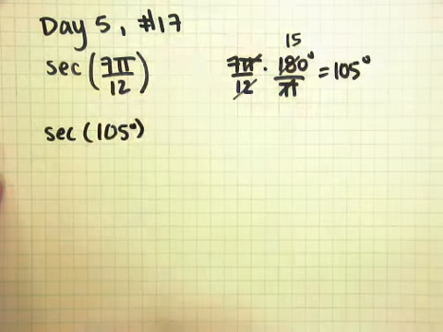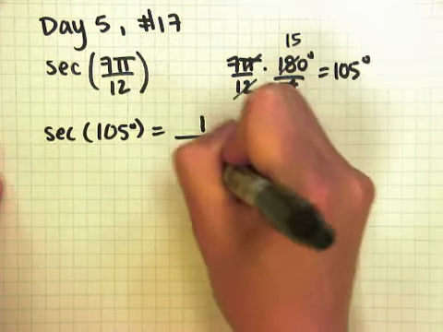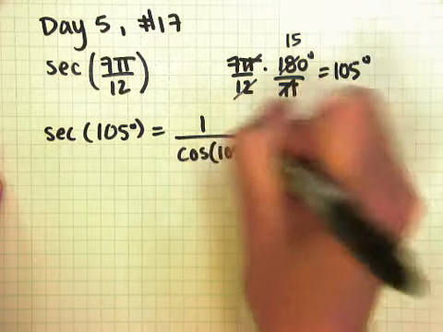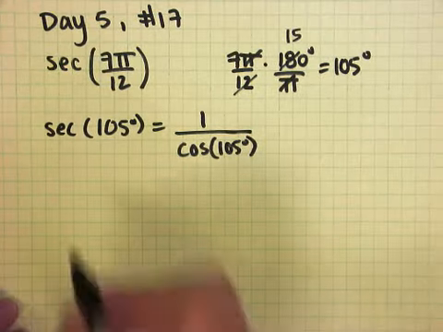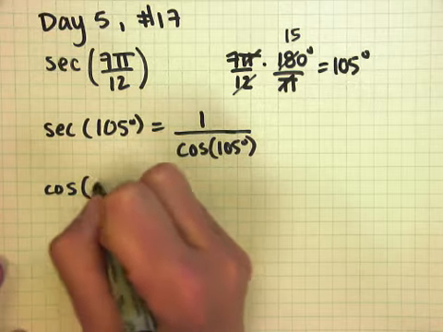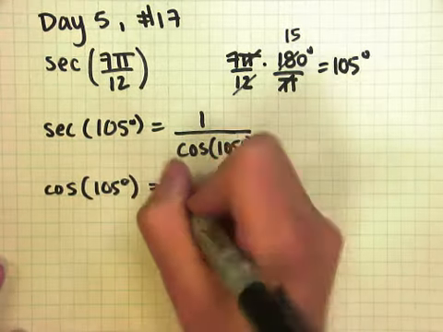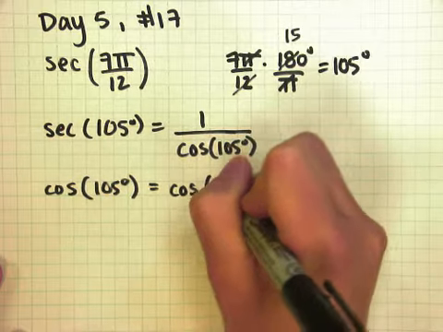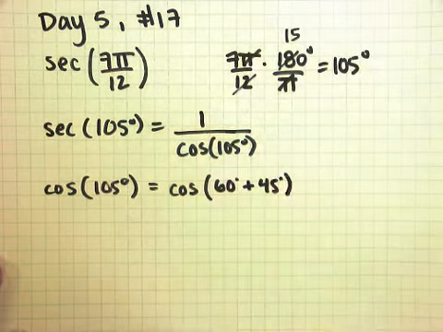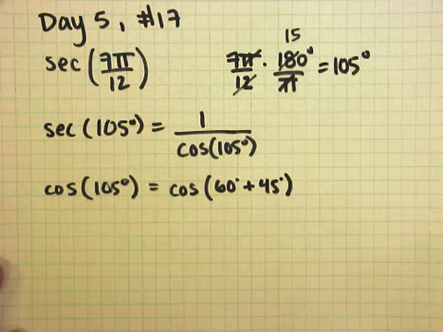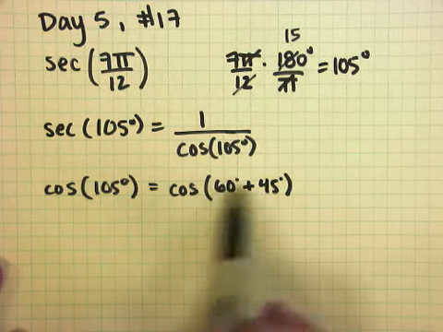And since I know that the secant is the same as 1 over cosine, I'm actually going to find the cosine of 105 degrees, and then I'm going to put 1 over that answer and simplify as needed. So first, if I'm finding the cosine of 105, to me this signals an addition formula right away. So I'm going to say this is the cosine of 60 plus 45, because I know 60 plus 45 is 105.